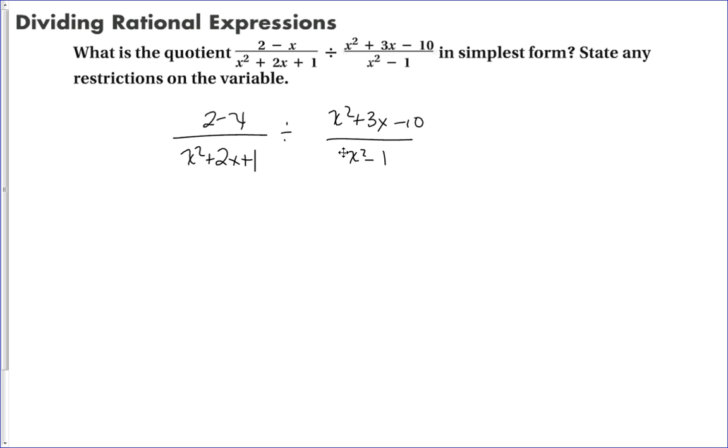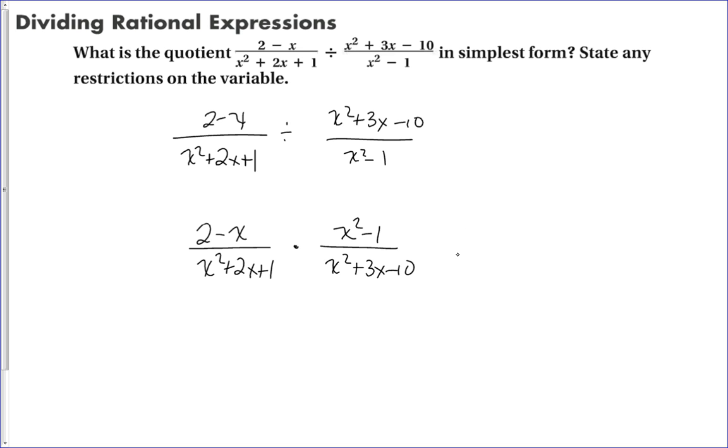Now, if you go back to when you learned how to divide fractions, you never actually divided fractions, did you? You kept the first one, you changed the division to multiplication, and then you flipped the last one upside down. That's what you do here as well. So we're going to have 2 minus x over x squared plus 2x plus 1 times, and then flip this one upside down, x squared minus 1 over x squared plus 3x minus 10. All right. Now, it's just simply multiplying fractions. That's all it is, simply multiplying fractions.